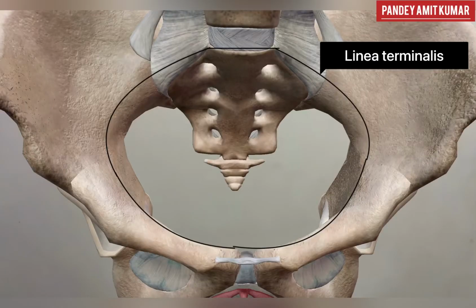Now we know the parts of the pelvis, so we have to define the true pelvis and false pelvis. For that we have to identify linea terminalis. So linea terminalis is an oblique ridge on the inner surface of the ilium and continued on the pubis, which forms the lower boundary of the iliac fossa. It separates the true pelvis from the false pelvis.